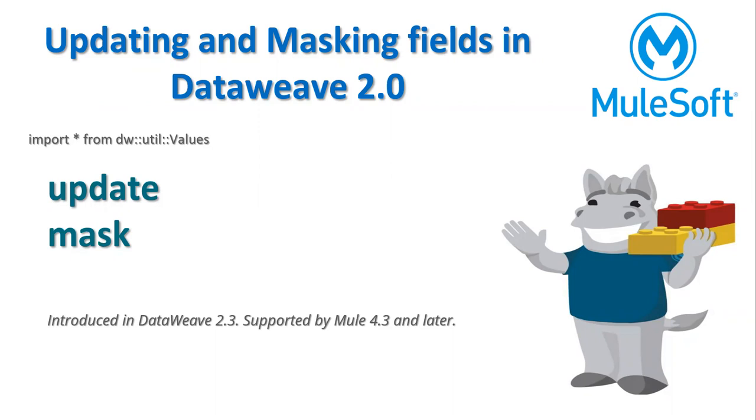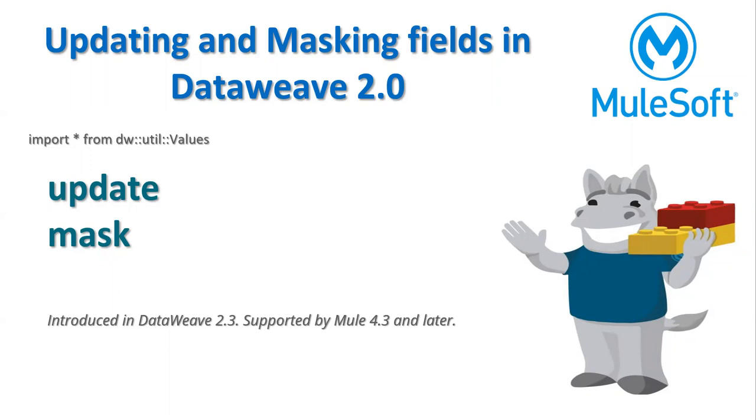So in today's session, we are going to talk about really game changer functions, or we can say operators. We'll see how to update or mask fields in complex data structures in DataWeave. So we are going to talk about the update and mask operators in this session. Let's talk about the use case first.